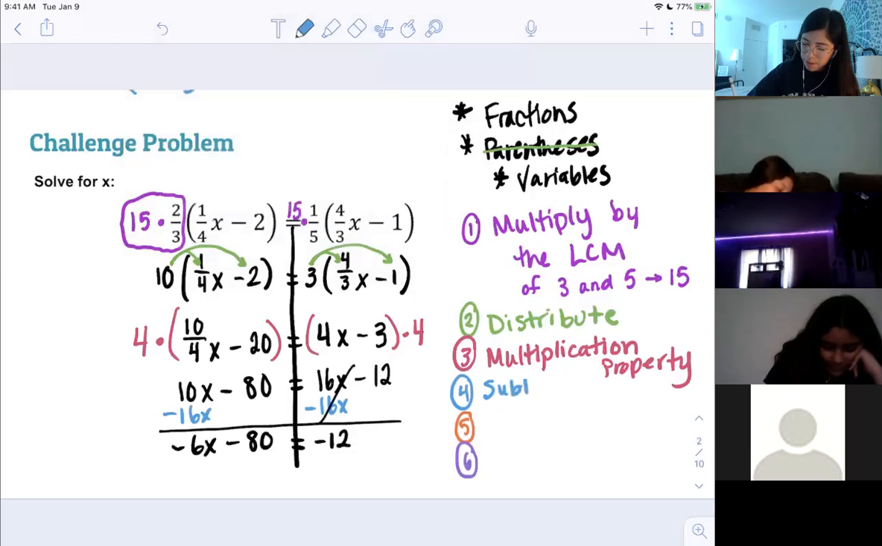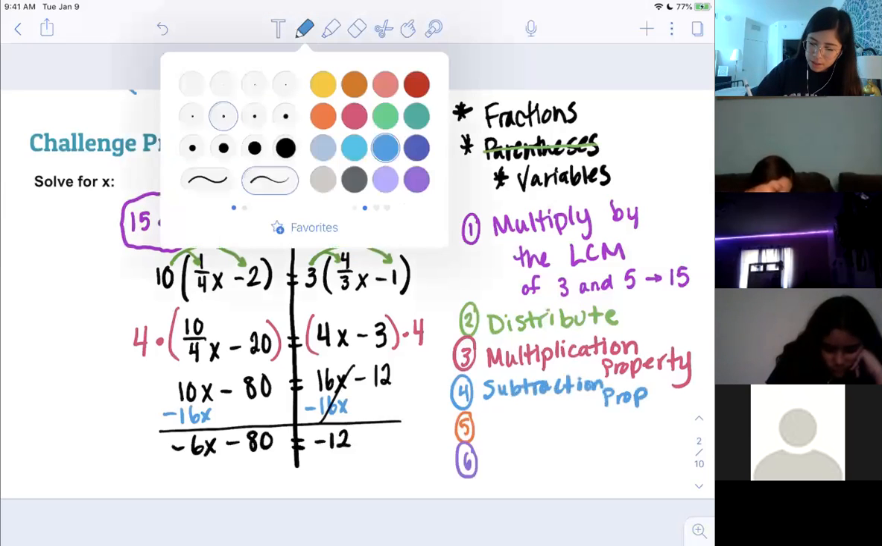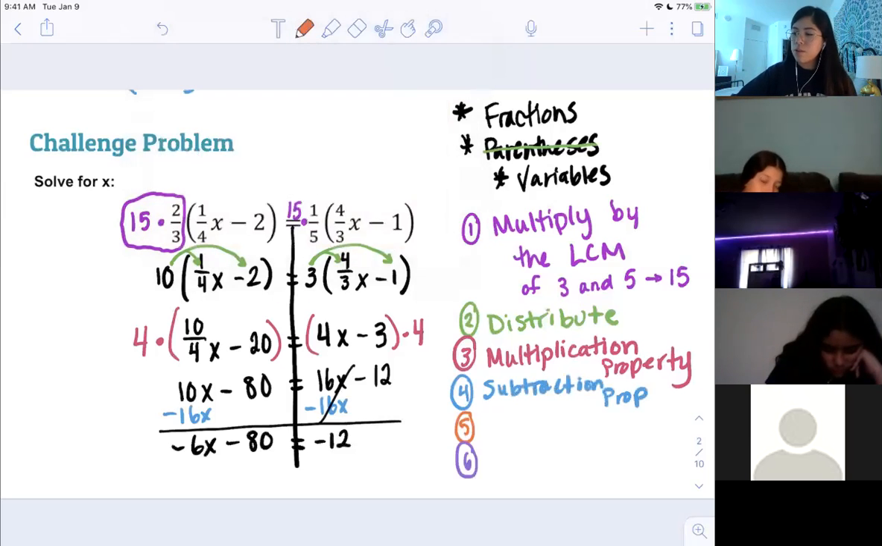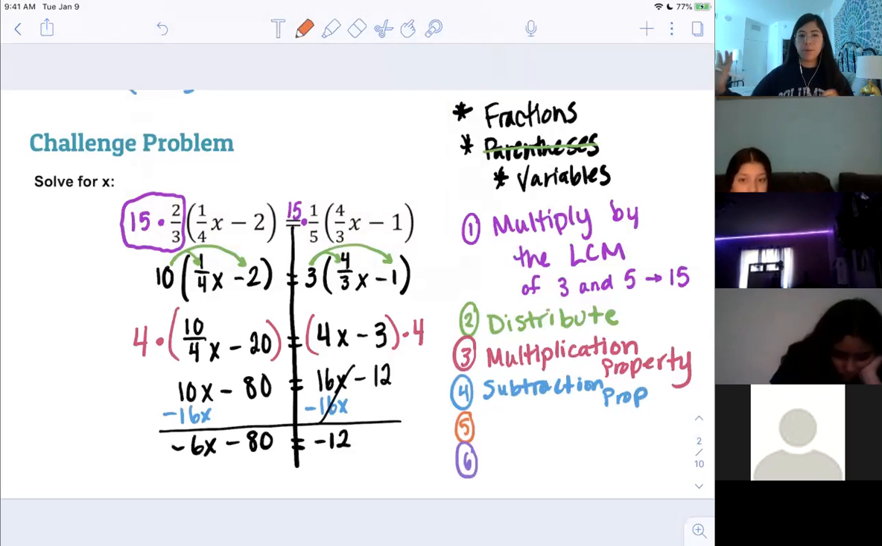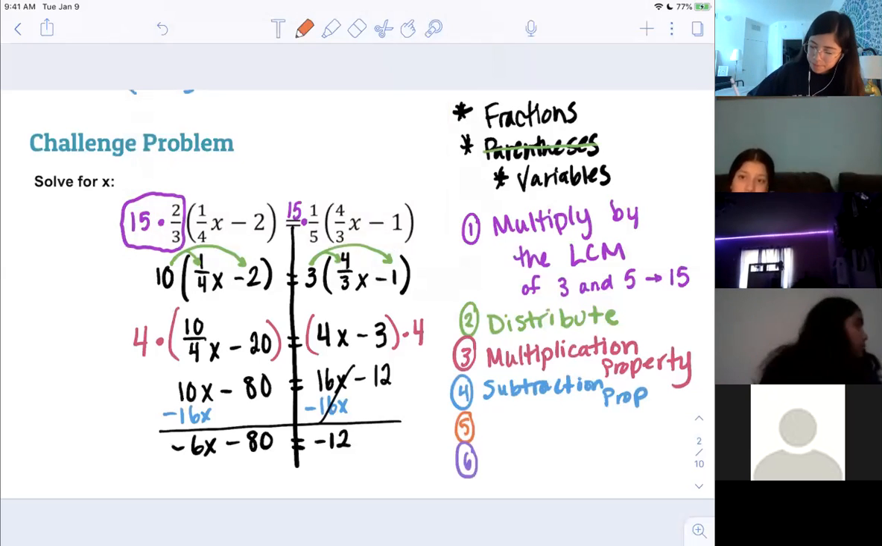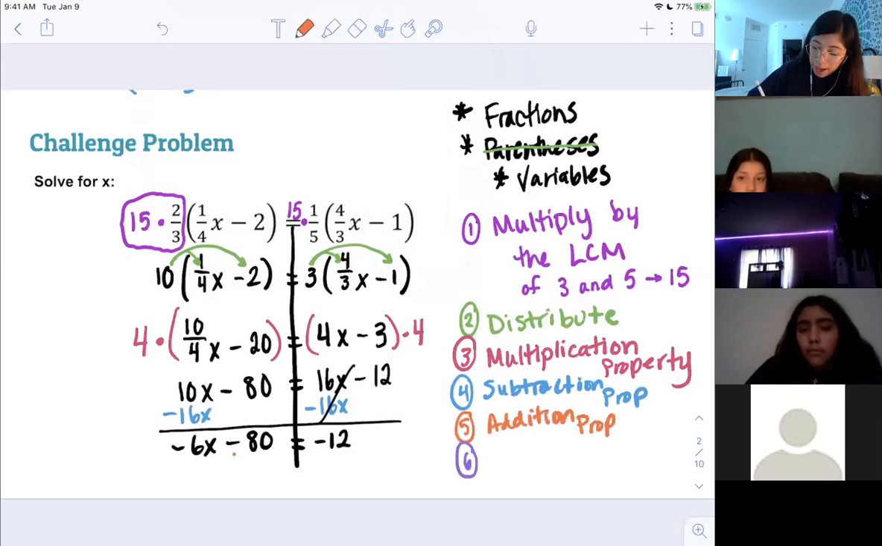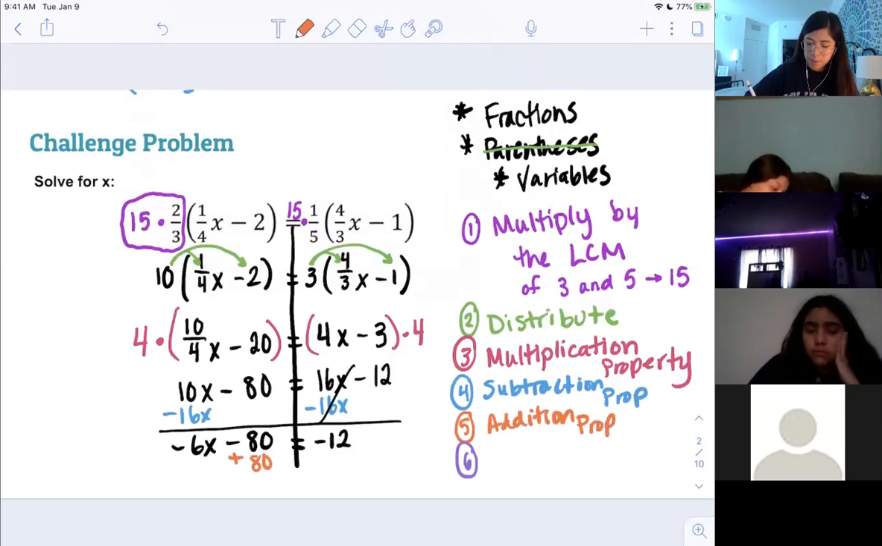What's step 5? Add plus 12. We're not going to add the 12 because the 12 is already where it needs to be. But which number needs to move? Add 80. There you go. Addition property. We're going to add 80 because it is negative, so we're doing the opposite, which is positive.